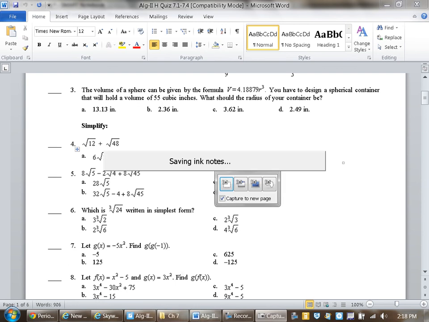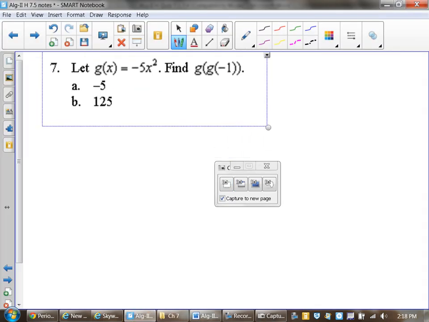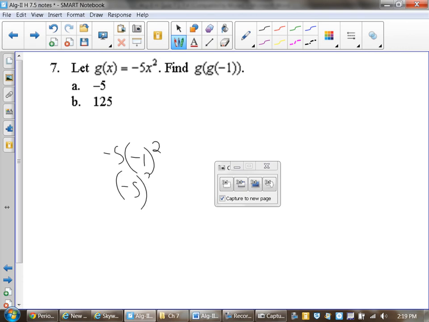What is g of negative 1? Just use negative 1 and substitute it in. So I have negative 5. Now I take that and I square it and multiply it by negative 5, and I get negative 125.